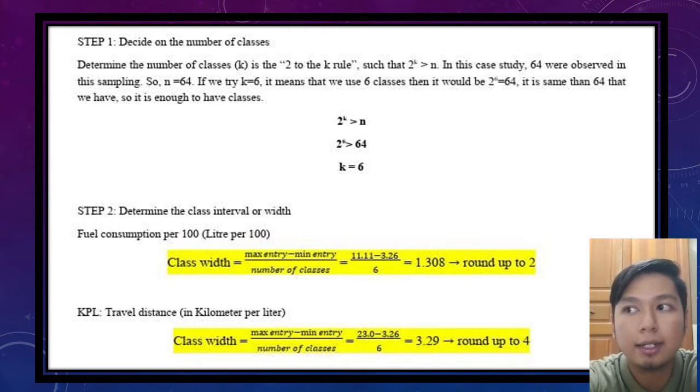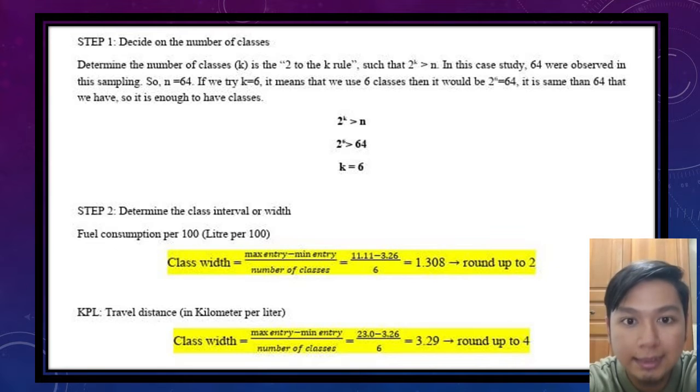In this part, we have a few steps to get a final answer. The first step, we want to decide the number of classes. According to the syllabus, we must use the formula 2 to the power of k bigger than n. Here k takes the value 6, and n is equal to 64. So 2 to the power of 6 is bigger than 64. The final answer in this step, we get k equal to 6.